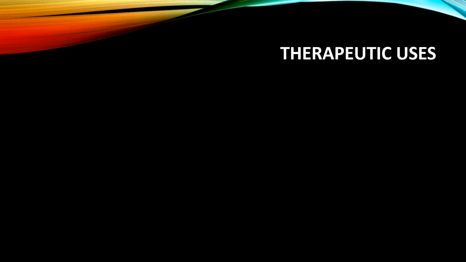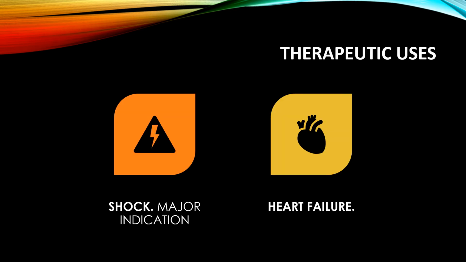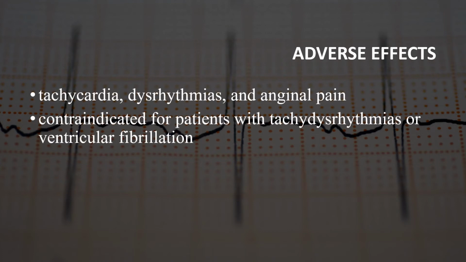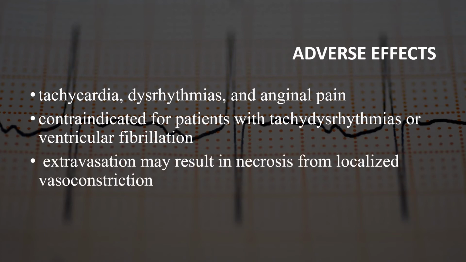Now, for the therapeutic uses of dopamine, the major indication is shock, and it can also be used in heart failure. Now, the adverse effects of dopamine are tachycardia, dysrhythmias, and anginal pain. It is contraindicated for patients with tachydysrhythmias or ventricular fibrillation. Extravasation may result in necrosis from localized vasoconstriction.